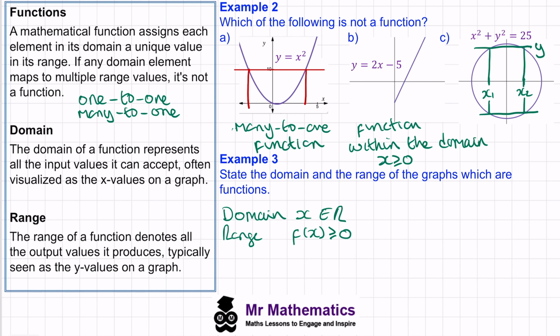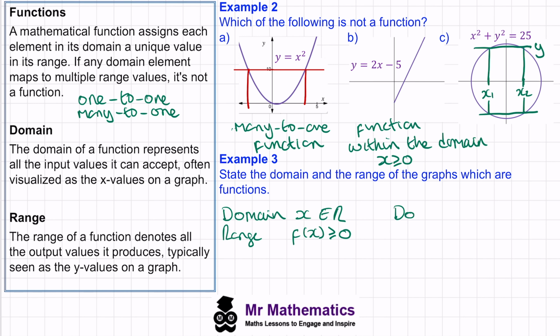And for question B, the domain, as we've said here, is when x is greater than or equal to 0. And the range starts at this value of y, which is -5, and it goes upwards from -5. So f of x is greater than or equal to -5. And it can be equal to -5 because the domain starts at 0.